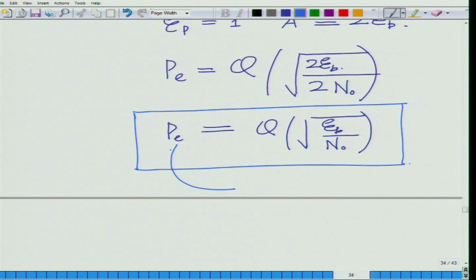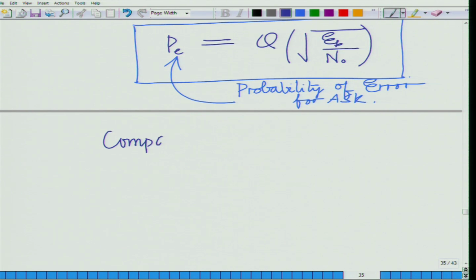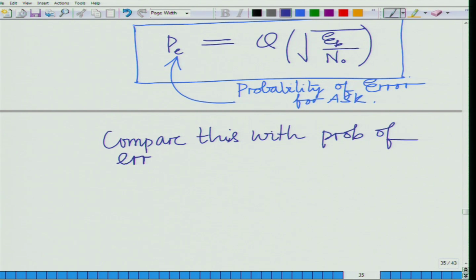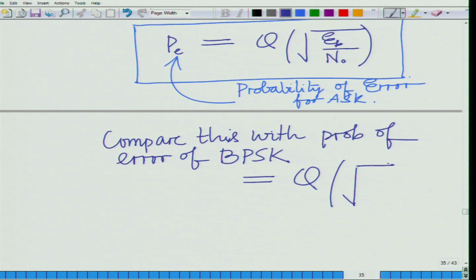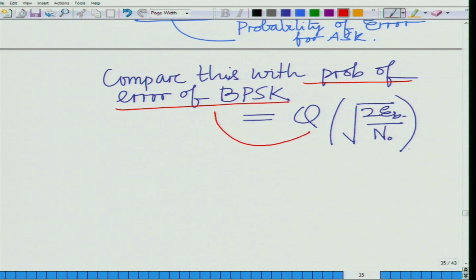So, this is the probability of error for amplitude shift keying. Now, compare this with the probability of error of binary phase shift keying, which is equal to Q of the square root of 2 E_B over N naught. This is the probability of error of binary phase shift keying.